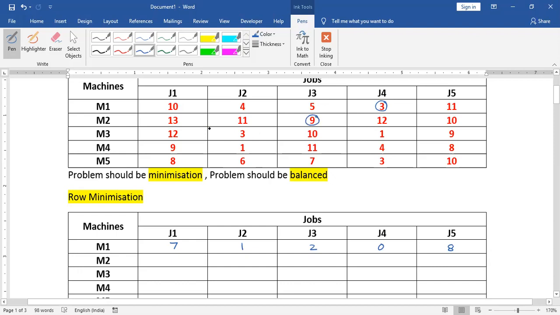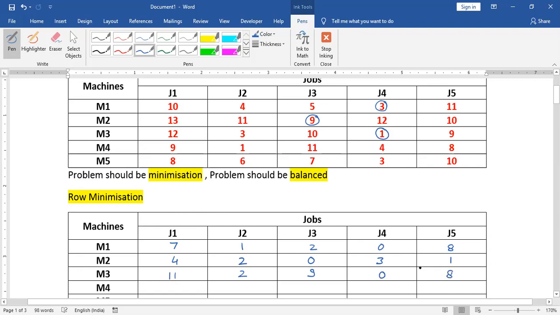So you will subtract 9 from the second row. So 13 minus 9 is what? 4. 11 minus 9 is 2. 9 minus 9 is 0, 12 minus 9 is 3, and 10 minus 9 is 1. Now we will find the minimum value of the third row, that is 1. That means we have to subtract 1 from each element of the third row. So 12 minus 1 is 11, 3 minus 1 is 2, 10 minus 1 is 9, 1 minus 1 is 0, and 9 minus 1 is 8.